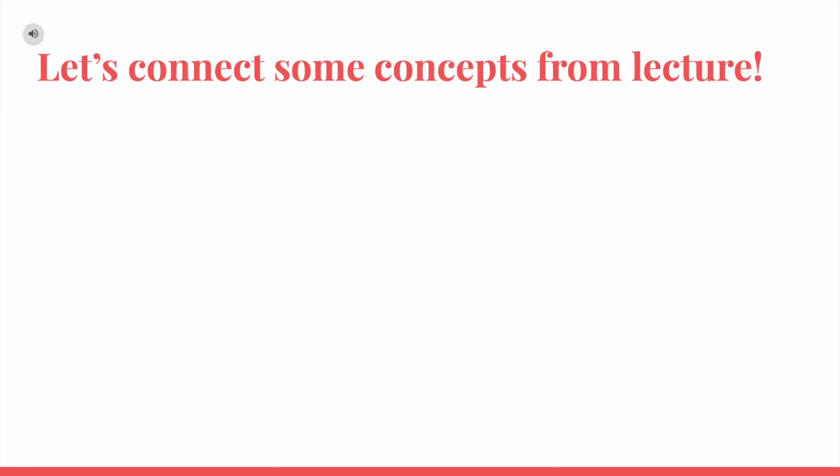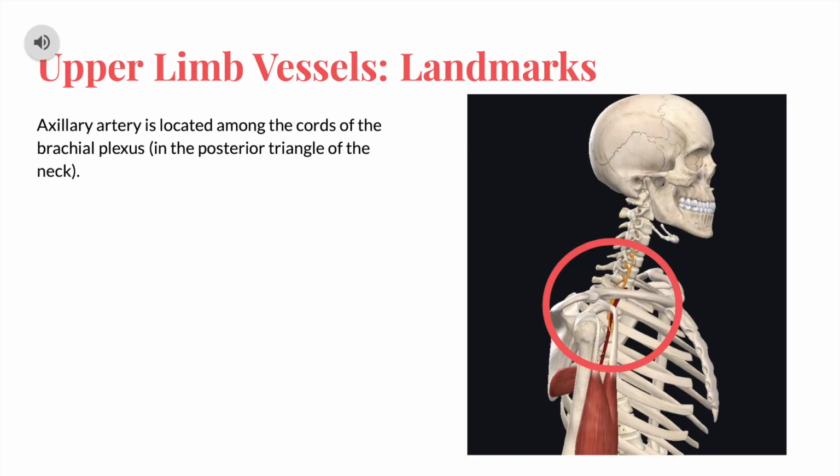We've now looked at all of the vessels of the upper limb. So let's now look and see how these vessels connect with the landmarks we've learned in lecture. Remember learning about the brachial plexus? The axillary artery is located among the cords of the brachial plexus, which is in the posterior triangle of the neck.